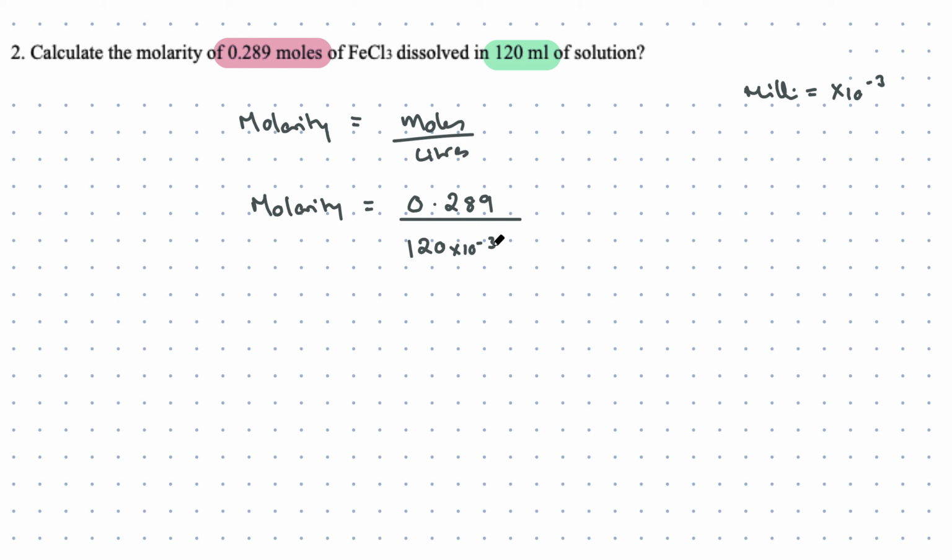So milli actually means times 10 to the minus 3 litres. So you can now just chuck that into your calculator, because on top you've got moles, on the bottom you've got litres, and away you go. So you go 0.289, and you're going to do that divided by 120 times 10 to the minus 3. And if I put all of that into my calculator, I then get 2.41 if I round it, capital M, moles per litre.